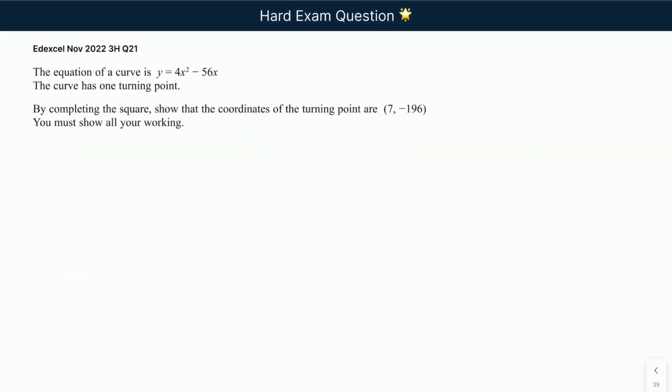And now we're going to look at some hard exam questions. There's 2 that we're going to look at. So in this one, I'll let you read the question and have a go at it yourself first if you want. So we've been given the equation of a curve. It has 1 turning point. So it says by completing the square, show that those are the coordinates. So we're just going to complete the square on this.